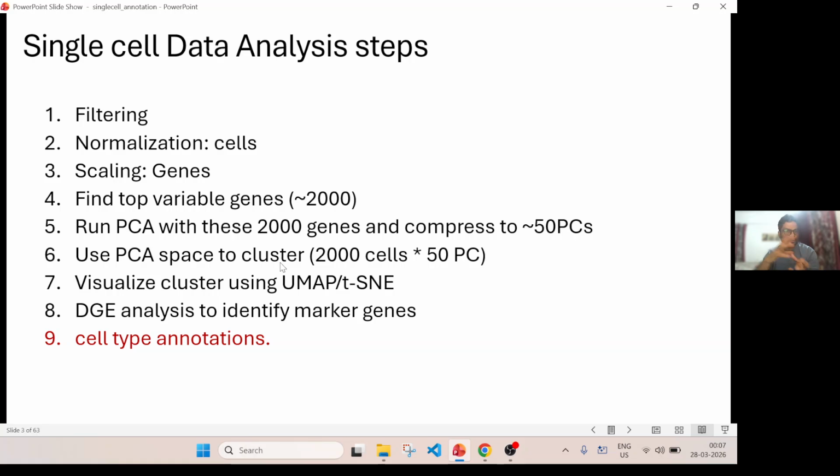And then we visualize those clusters using the UMAP or any t-SNE plot. And last, once we get the clusters, we compare each cluster against all the other clusters and find those important genes which differentiate that cluster from the rest of the clusters. So that's where we get the markers. So now the next step is that we need to annotate each cell. So this will be the last stage of the pipeline.